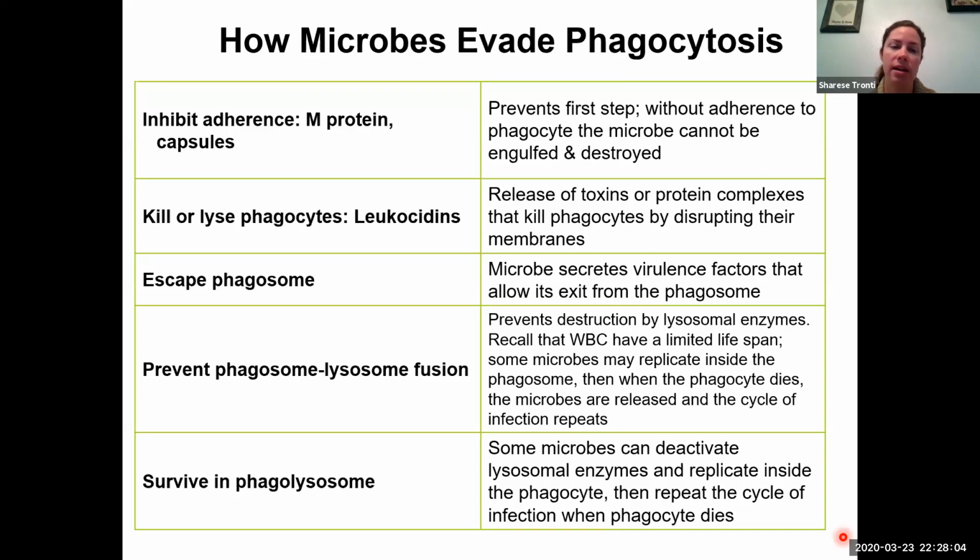Other microbes can escape the phagosome, so they have developed mechanisms to help them escape it, or others will prevent the phagosome from fusing with the lysosome. And if the phagosome doesn't fuse with the lysosome, then there won't be the presence of those enzymes, as well as the acidity that's inside of the lysosome, so they won't be digested.